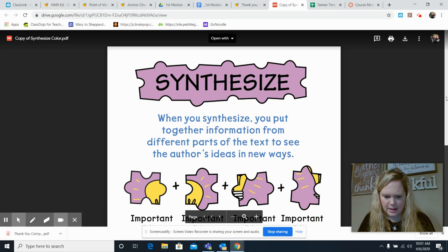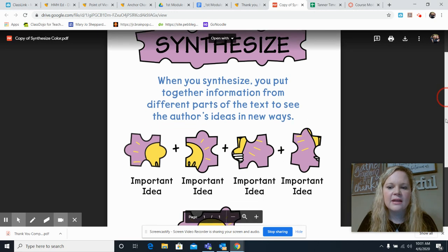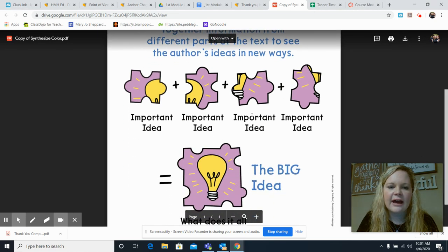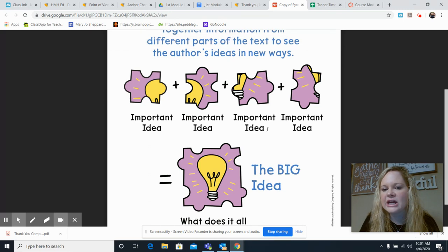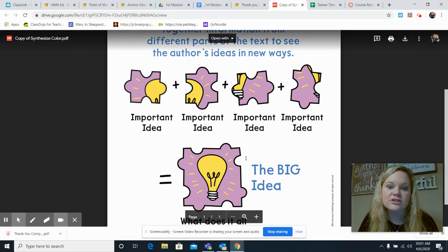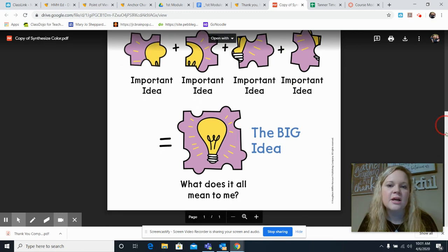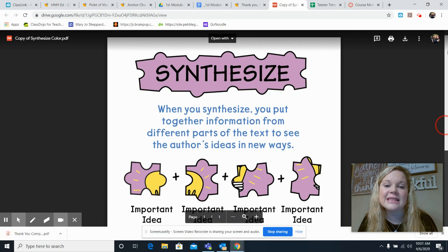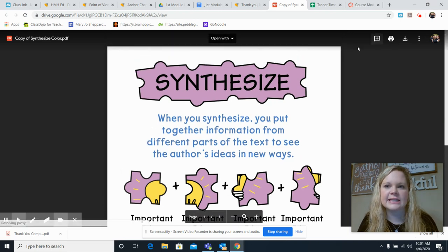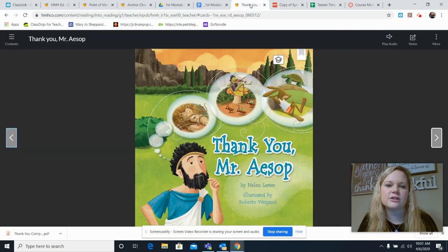It's kind of like puzzle pieces that are coming together. So you have one piece of the puzzle is an important idea, and then another piece of the puzzle is important, another and another. And then when you put them all together, just like a puzzle, then you see the big picture, the big idea, and what it all means. So today we're going to be talking about synthesizing while we're looking at our story.